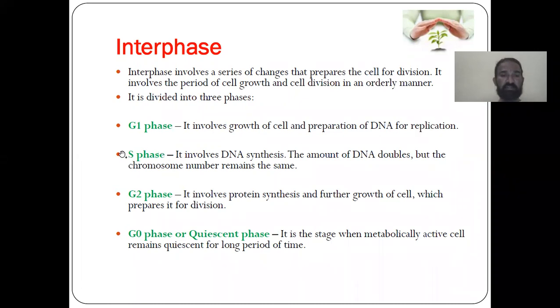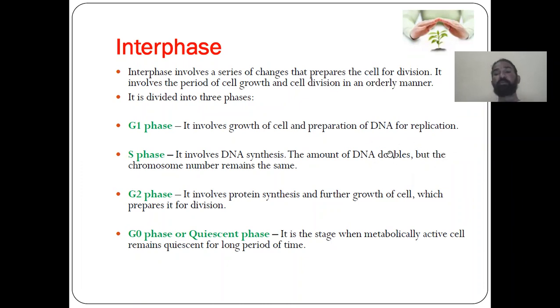So the second is the S phase. It involves DNA synthesis, so it is a very important phase. In the S phase of the interphase of the cell cycle, the synthesis of DNA takes place, so that the amount of DNA is doubled. Here the 2C content of the DNA is doubled to form a 4C content of DNA.